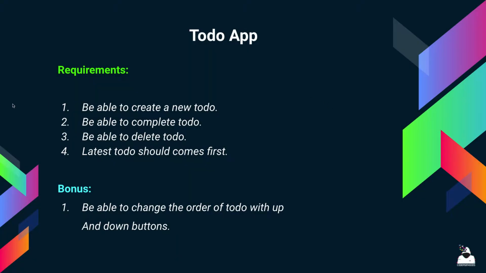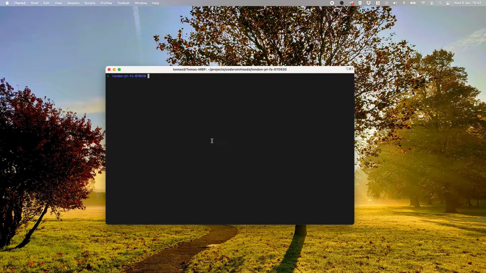Okay, so to-do app requirements: be able to create a new to-do, be able to complete a to-do, be able to delete a to-do. The latest to-do should come first, and as a bonus, if you have time, be able to change the order of the to-dos with up and down buttons. Cool. So where should we start? Let's start with creating the project.